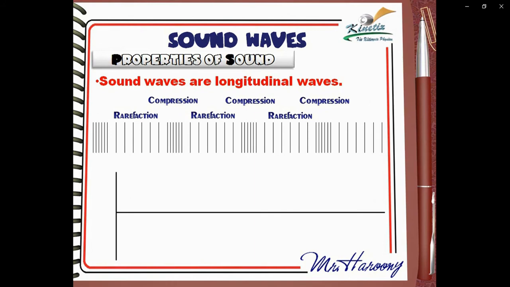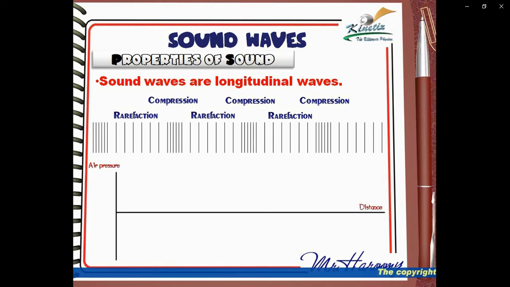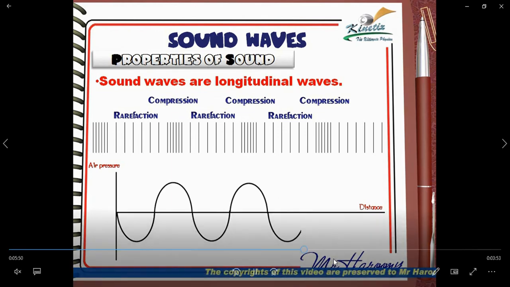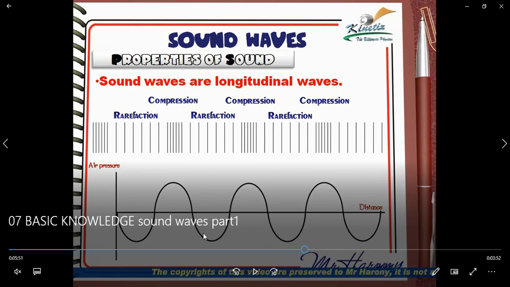Now see this diagram. Do not be confused that this is the diagram for a transverse wave. Actually, in this diagram we are trying to show you the air pressure versus distance graph. Do not think that because of this graph, this is a transverse wave. This graph represents air pressure versus distance, whereas a transverse wave would show you distance versus time. The distance or displacement would be on this side, and on this side it would be time. Then it could be a transverse wave. But in this graph the y-axis is air pressure and the x-axis is distance. That means this is not a transverse wave.